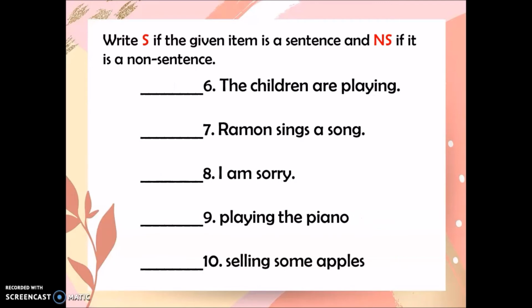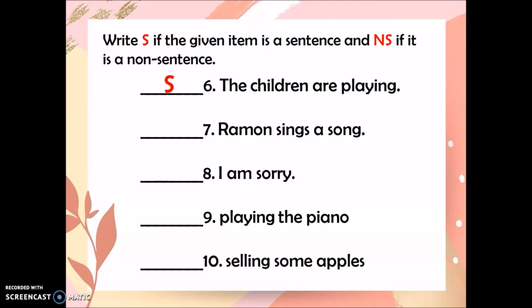For number 6, the children are playing. Is that a sentence or a non-sentence? Very good. That is a sentence because we have a subject and a predicate. Children is the subject, are playing is the predicate. And also, it starts with a big letter and it ends with a punctuation mark, which is the period. So, that is a sentence.